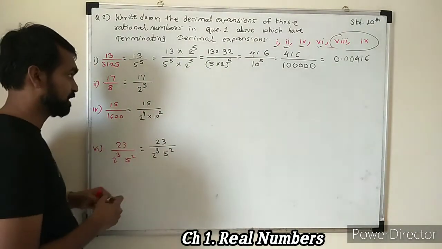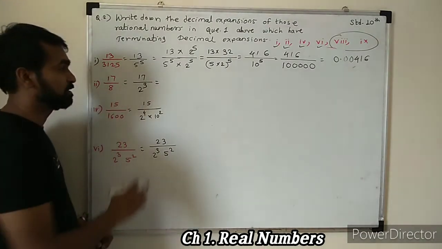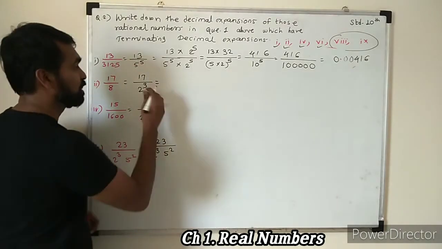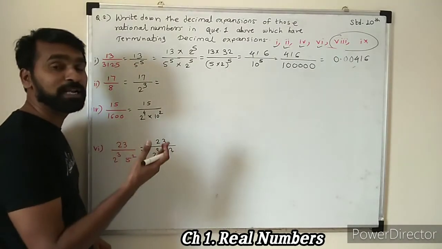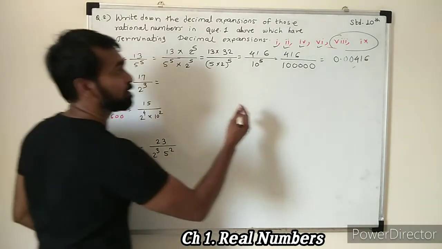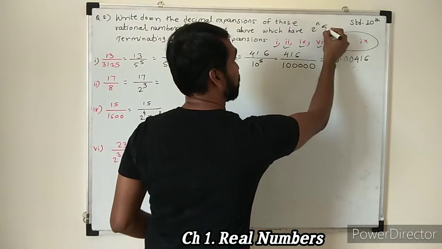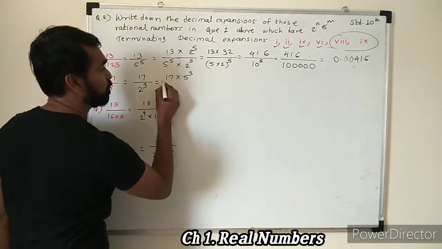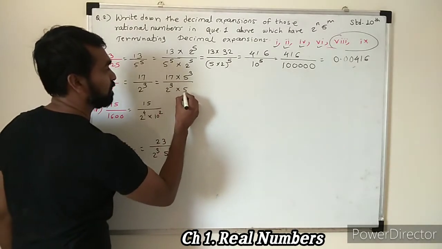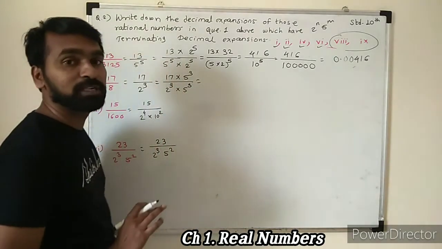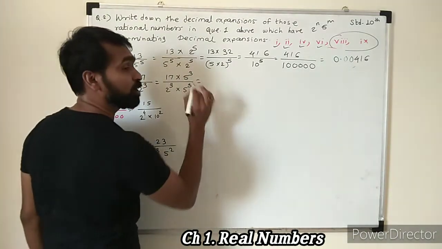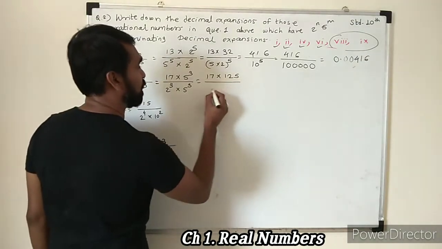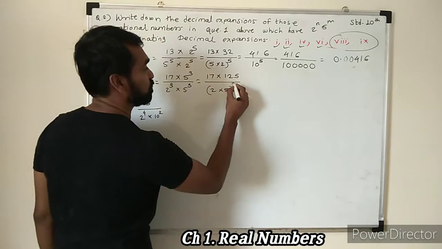Okay, see the second number example, that is 17 upon 8. So 17 upon 8 means 2 raised to 3 in the denominator. So here 2 raised to 3, so multiply by 5 raised to 3. It converts into 2 raised to n and 5 raised to m. Okay, so next, 17 multiplied by 5 cube upon 2 raised to 3 multiplied by 5 cube. Both the numerator and denominator are multiplied by 5 cube. So here first, 5 cube means 125. That is 17 multiplied by 125 upon 2 multiplied by 5 raised to 3.